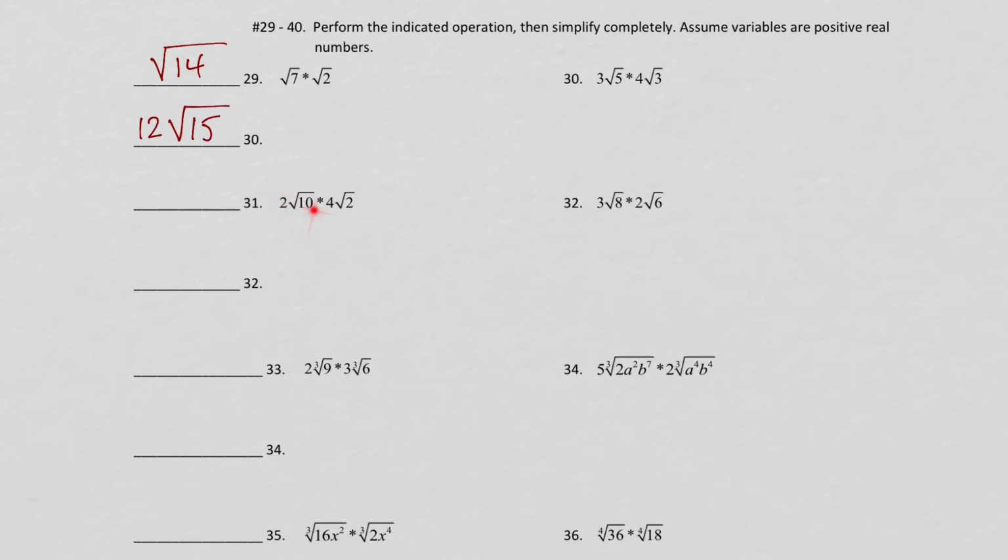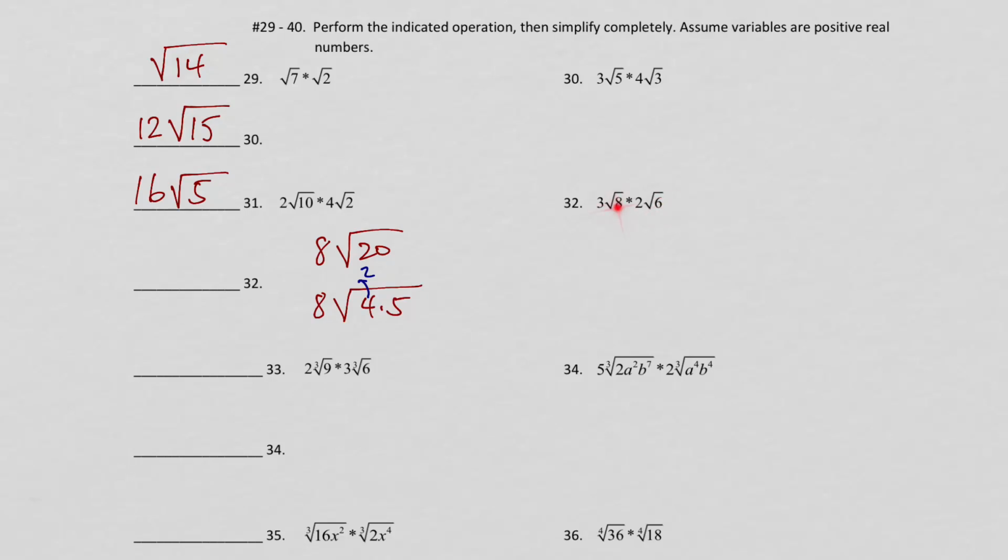Here we do the same thing, but we got to be careful because we're gonna have to simplify. 4 times 2 is 8. 10 times 2 is 20, but 20 we can break down as 4 times 5. When we take out the 4 by square rooting it, we get a 2. This 2 multiplies with the 8 that's already on the outside to give us a 16, and we're left over with the 5.